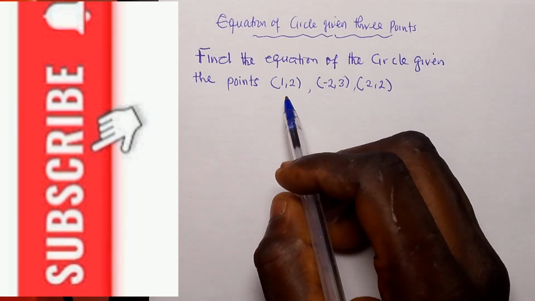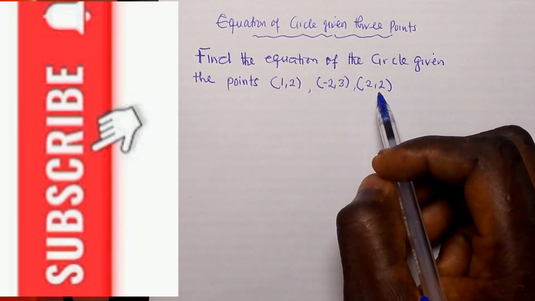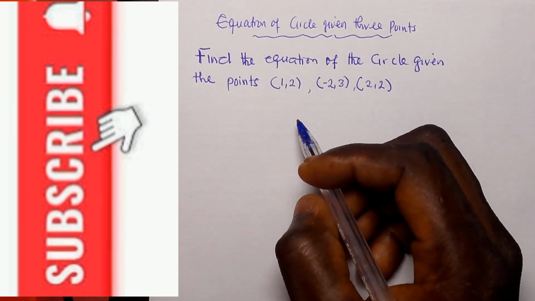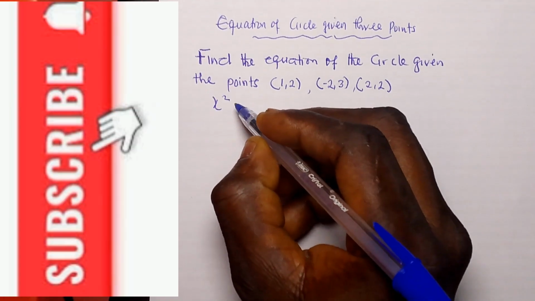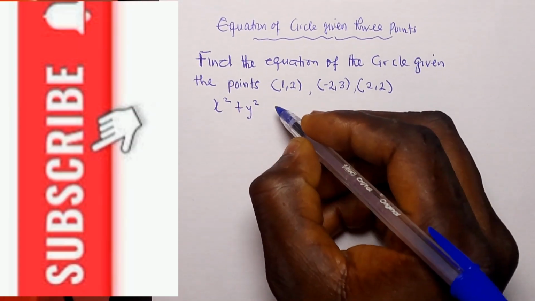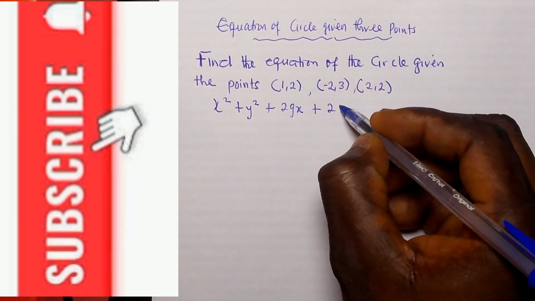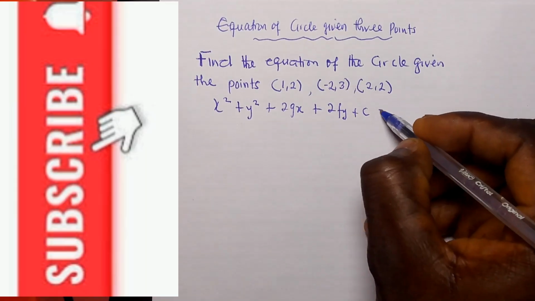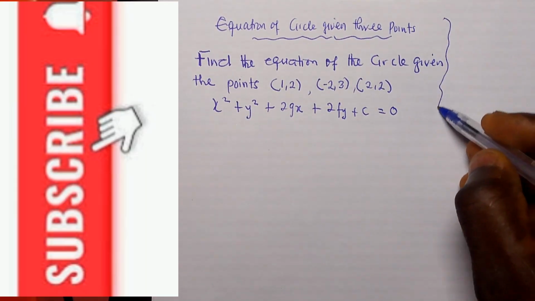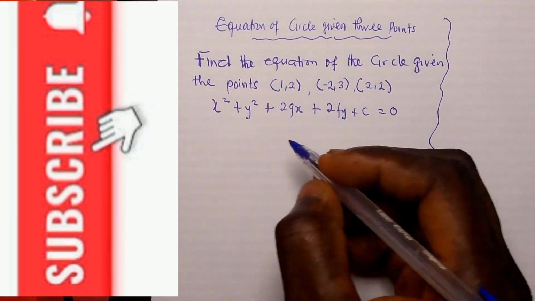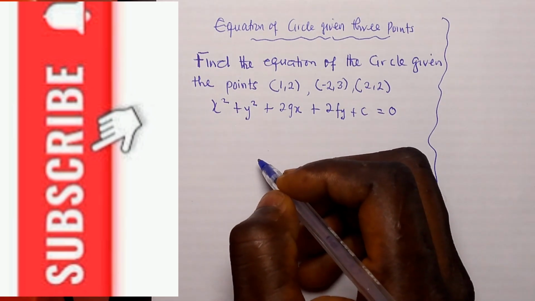Now, the first question, we are given these 3 points: (1, 2), (-2, 3), (2, 2). What you have to do is write the general equation of a circle, and the general equation of a circle is given by x squared plus y squared plus 2gx plus 2fy plus c is equal to 0. So after getting this equation, what you have to do is to substitute each point individually into the equation.